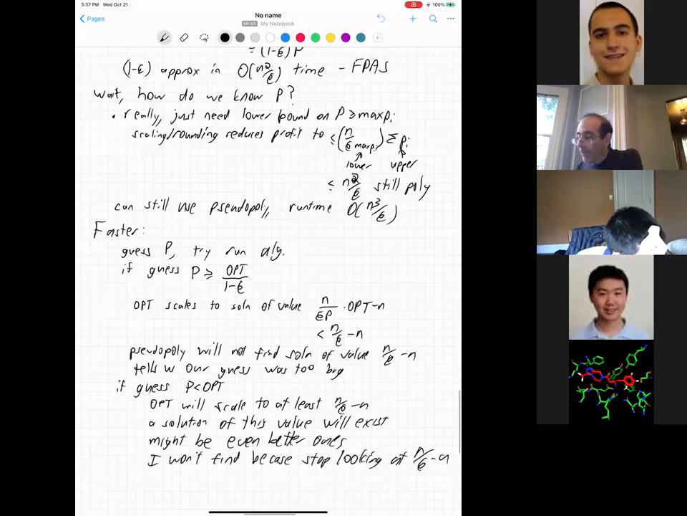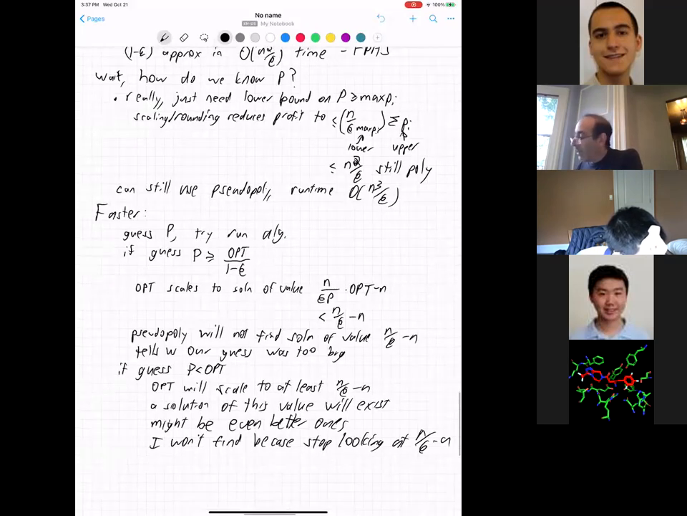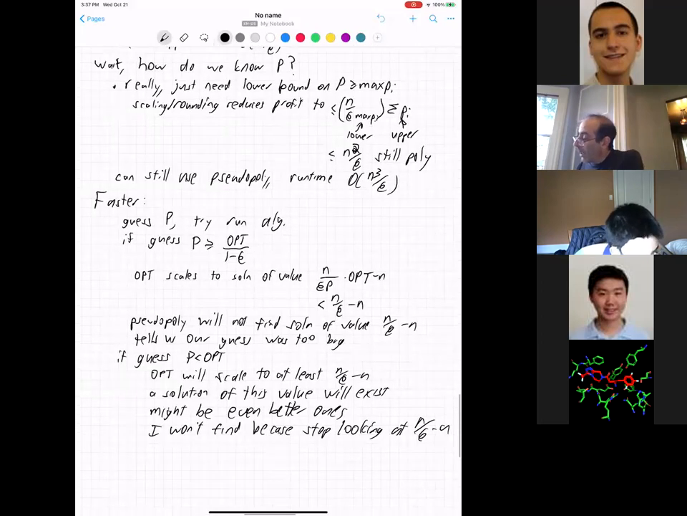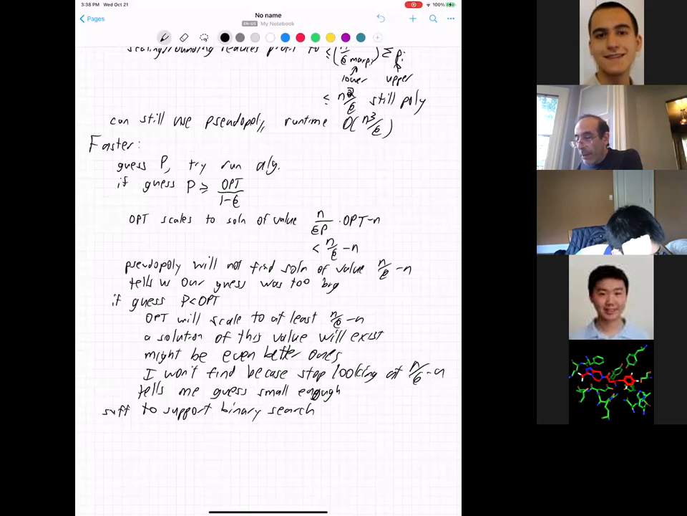Right, I keep trying different values of p until I get close enough to the optimum to find a solution of the size that I'm expecting. And this lets me solve the problem with order log n or so trials.